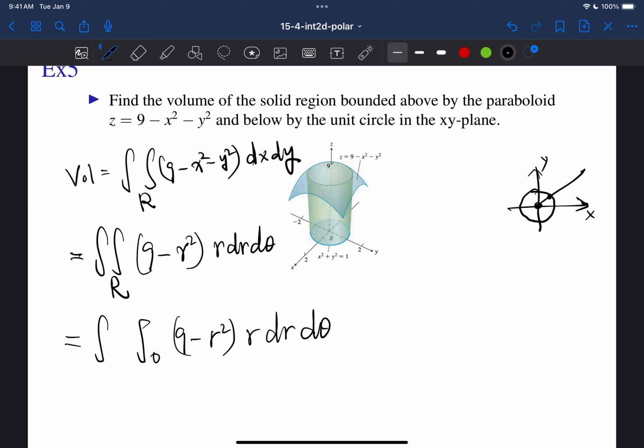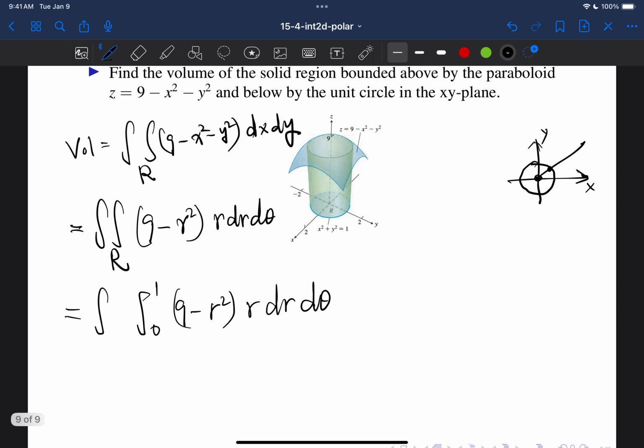Oh, not 1. So the unit circle, yes. So r goes from 0 to 1. And then for theta, in other words, the beam starts from 0 degrees and goes all the way up to 2 pi. So we can write 0 to 2 pi.